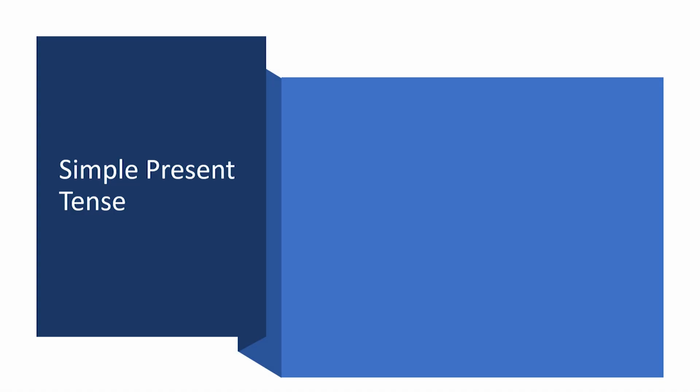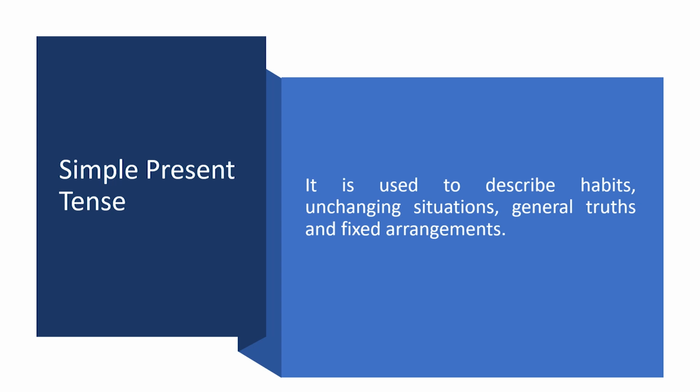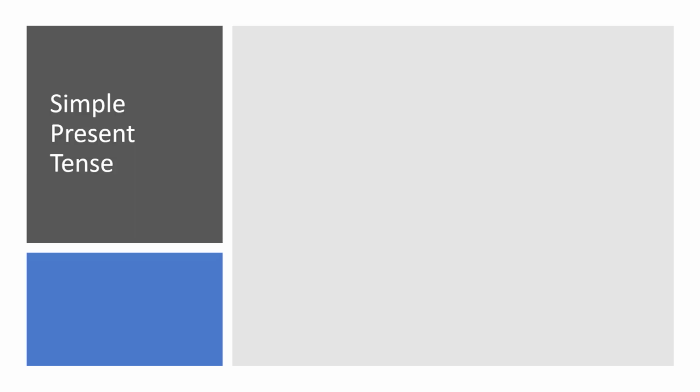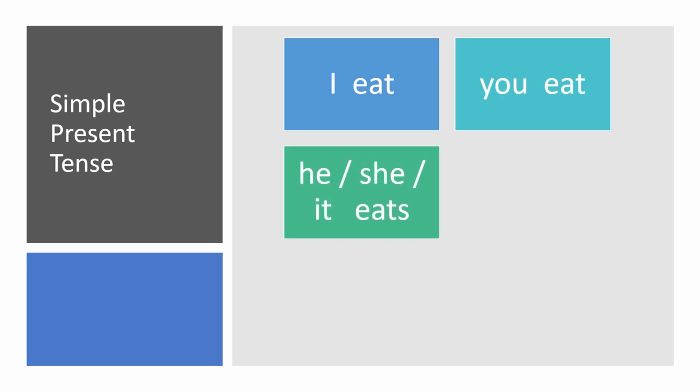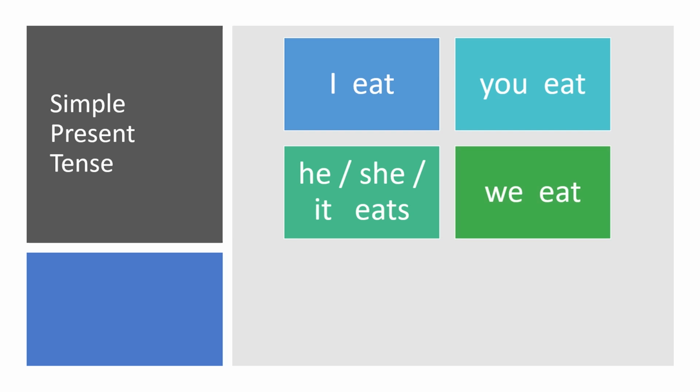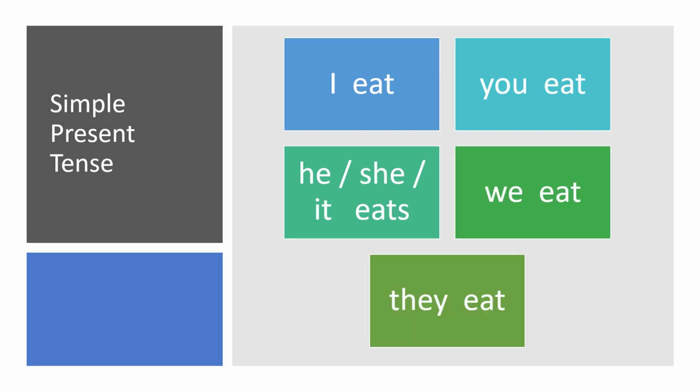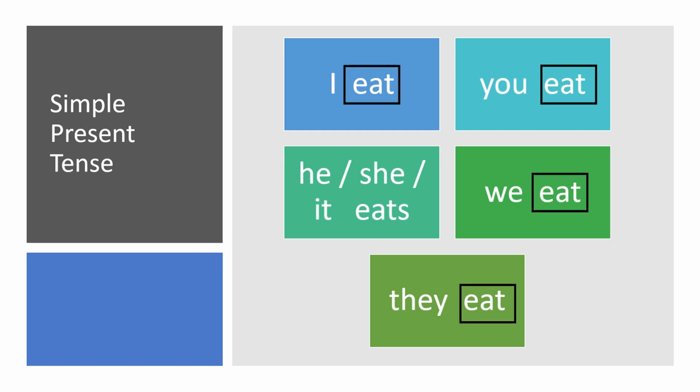Let's firstly discuss what simple present tense is. It is used to describe habits, unchanging situations, general truths and fixed arrangements. Let's have a look at some examples of simple present tense. I eat, you eat, he, she, it eats, we eat, they eat. With I, you, we and they, we have used eat. But with the words he, she, it, we use eats.